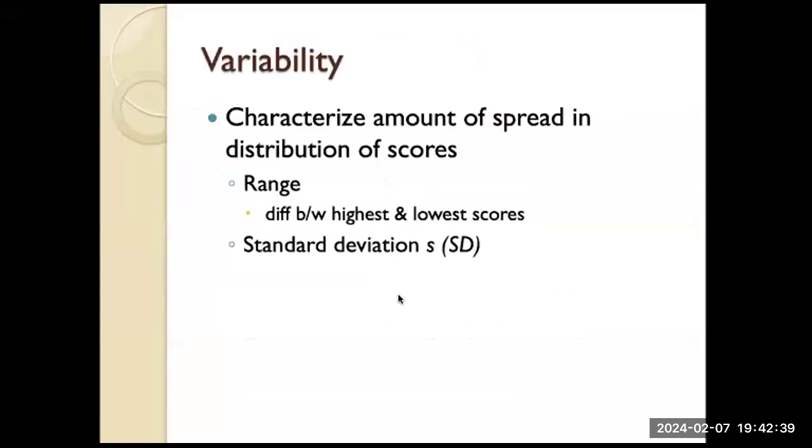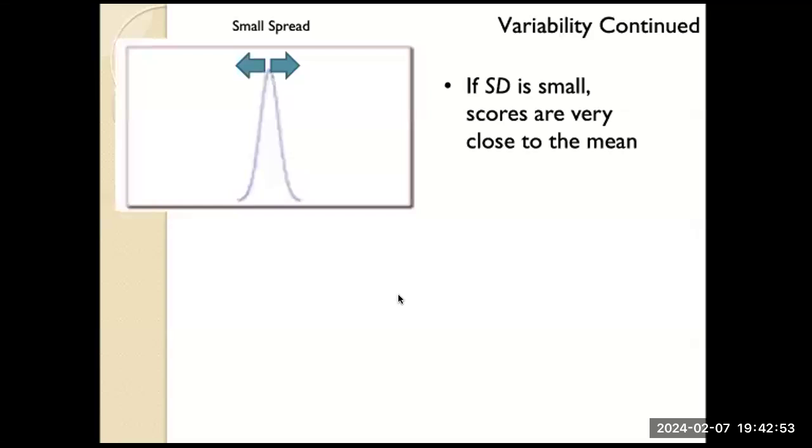Variability, we're looking at spread, right? Range is just the difference between your highest and lowest scores. Standard deviation is the average deviation or change of scores from the mean. Hopefully all of this sounds familiar to you, right?